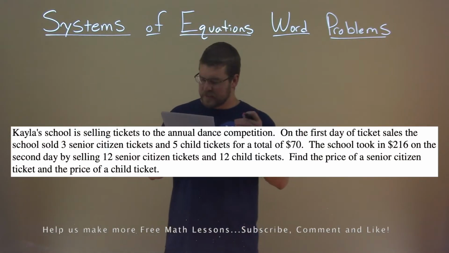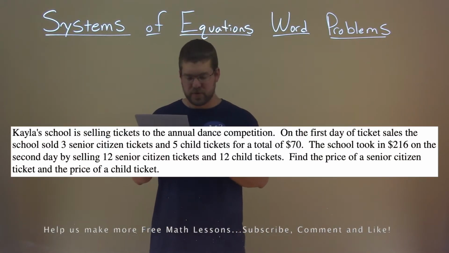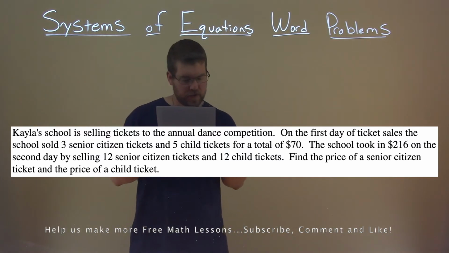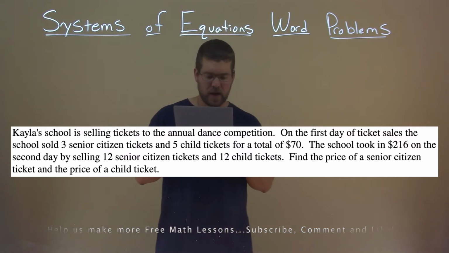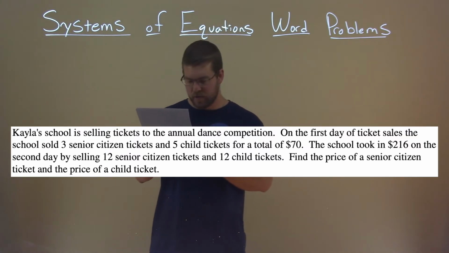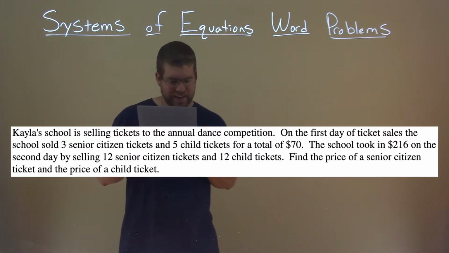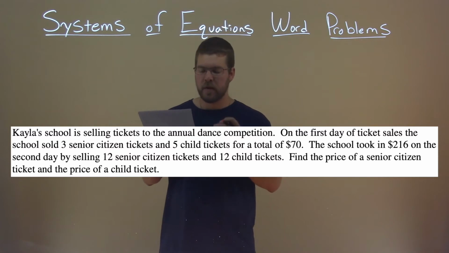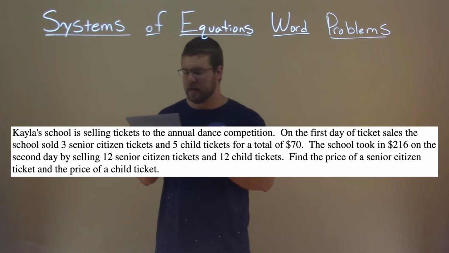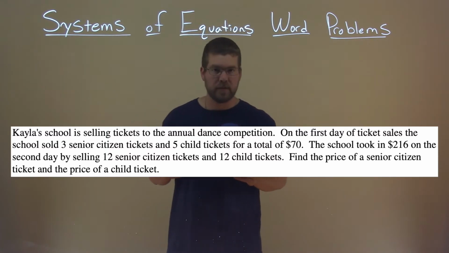We're given this problem right here. Kayla's school is selling tickets to the annual dance competition. On the first day of ticket sales, the school sold 3 senior citizen tickets and 5 child tickets for a total of $70. The school took in $216 on the second day by selling 12 senior citizen tickets and 12 child tickets. Find the price of a senior citizen ticket and the price of a child ticket.